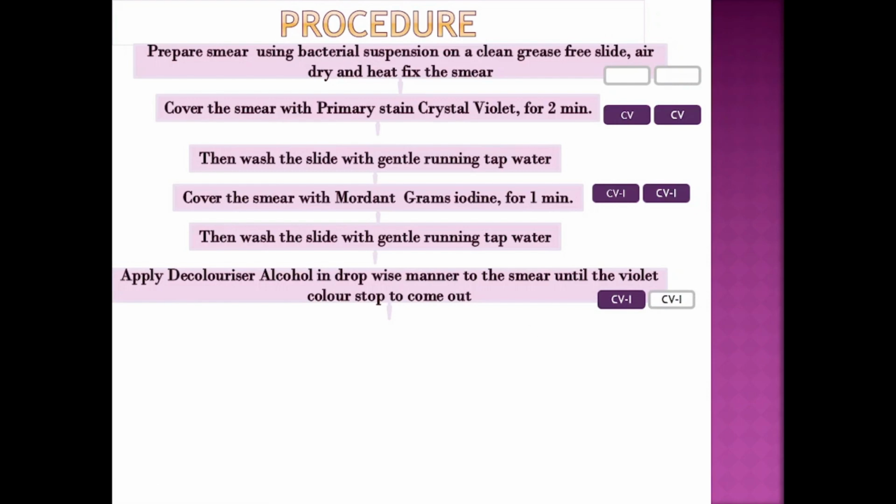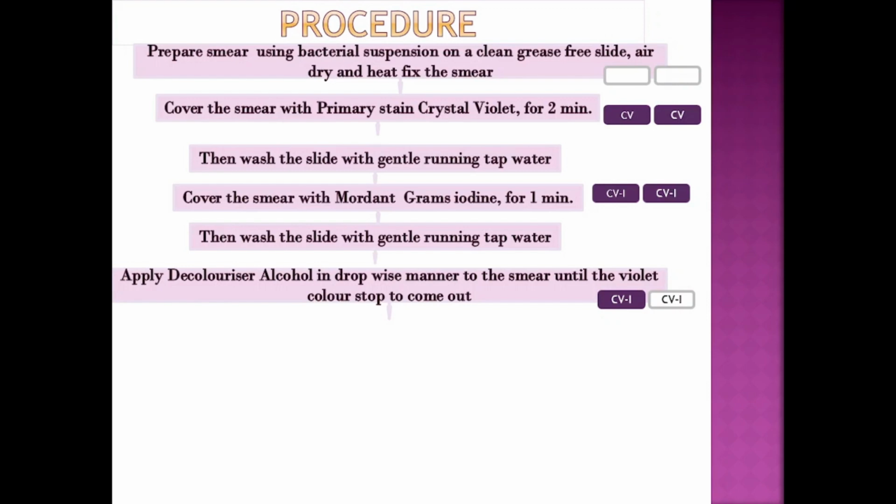Now the difference is made at this stage. As we discussed in the mechanism, gram positive cells have high peptidoglycan content and low lipid content. On the decolorization treatment, the porosity of the gram positive cell wall is quite low. It does not allow washing out of the CVI complex, and that is why the cells appear violet in color.